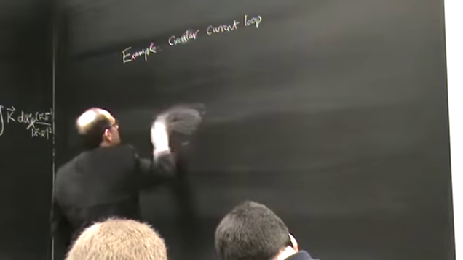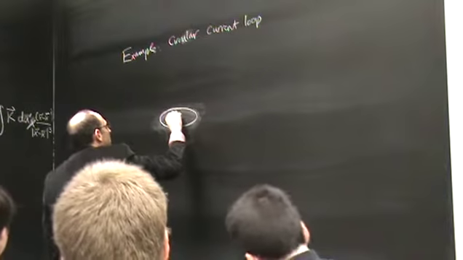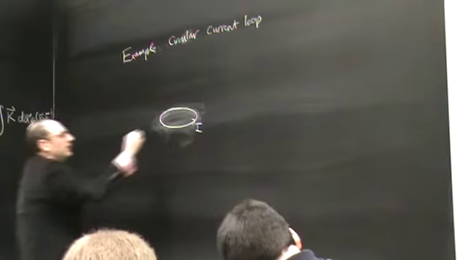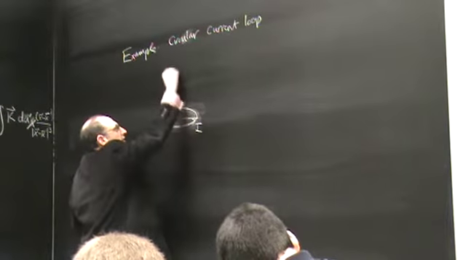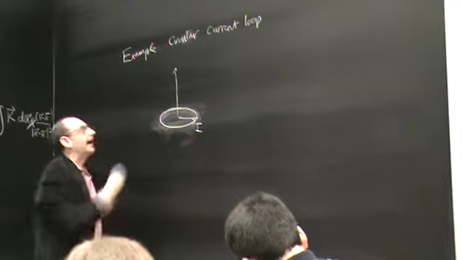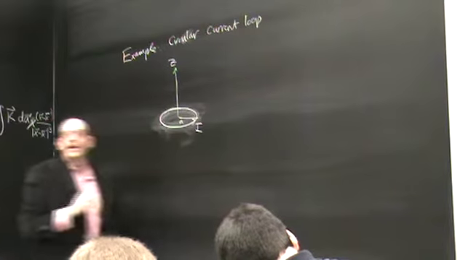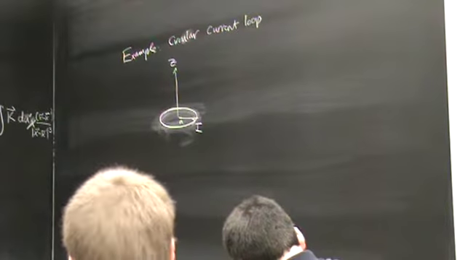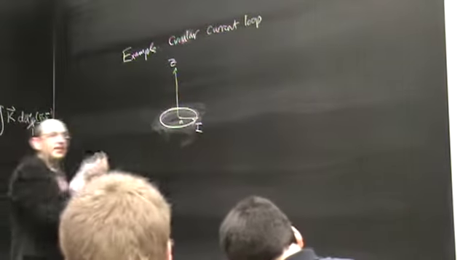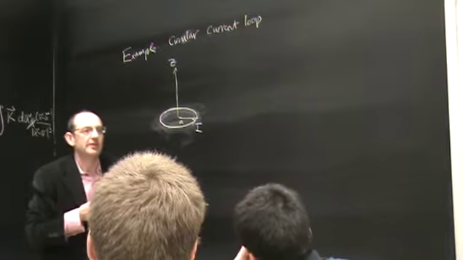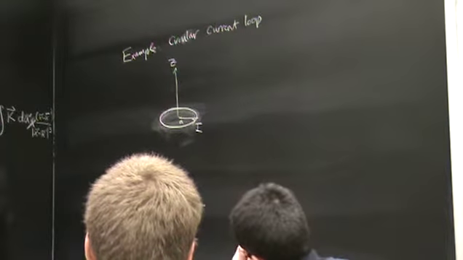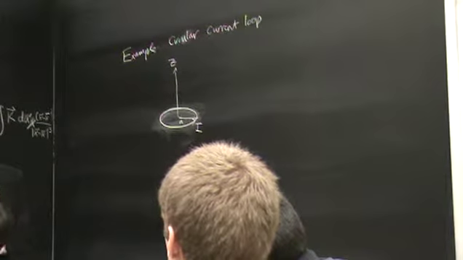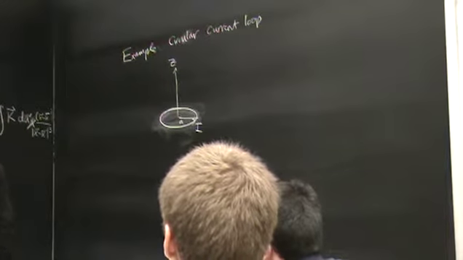So here's my loop. It's got current in it, and the current is steady current. It's a circular loop, in perspective. This is the z-axis. It's got some radius A. This is a nasty problem. Calculating the full magnetic field everywhere in space is just not easy. But we can at least calculate it pretty simply on the z-axis, because that's an axis of symmetry.